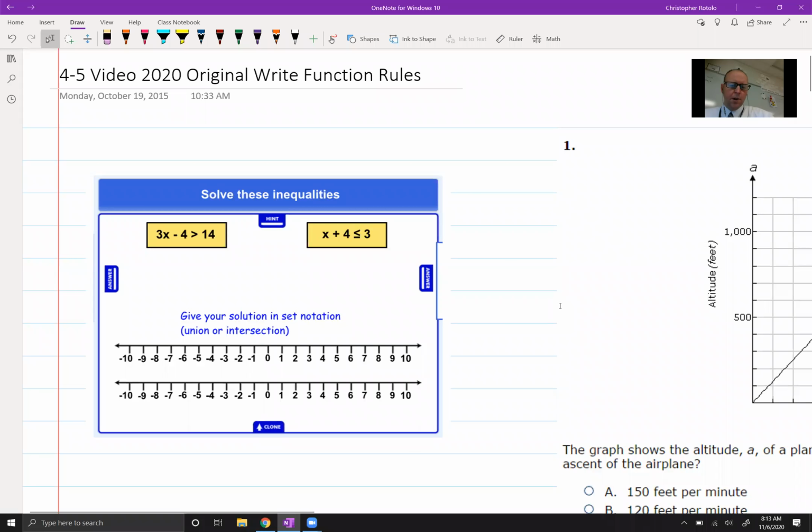All right, Algebra 1, here we are moving through Chapter 4. We're going to write function rules today. We're going to key in on how to write equations, and we're also going to key in on how to deal with some of those comparison problems we talked about all year.